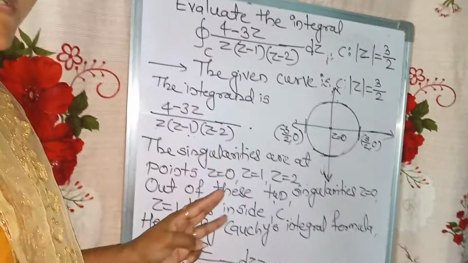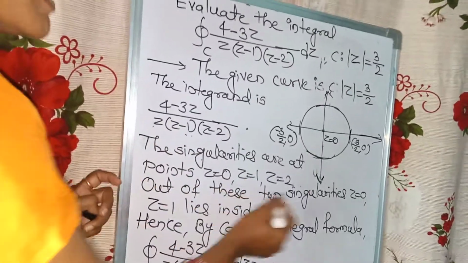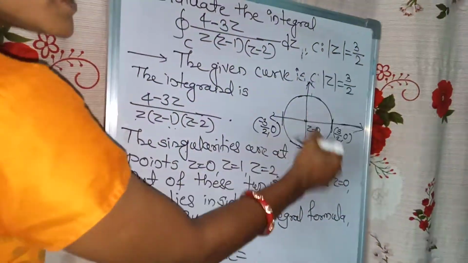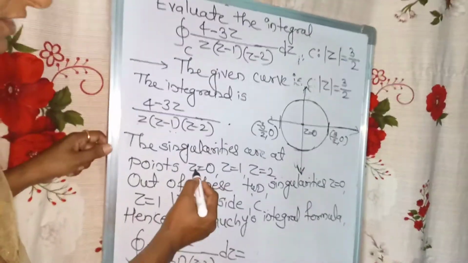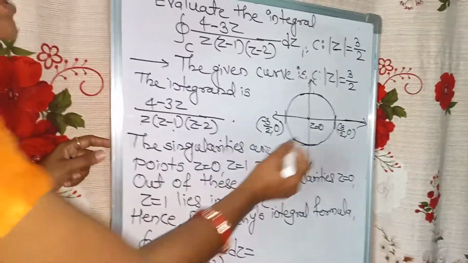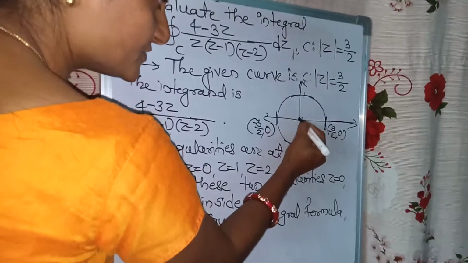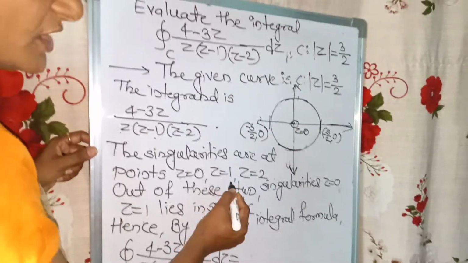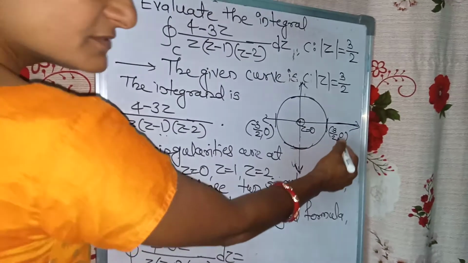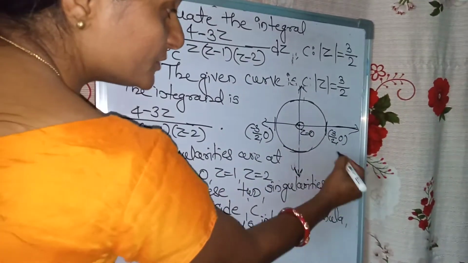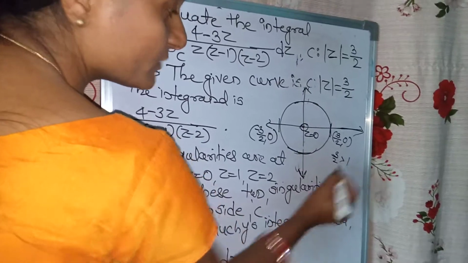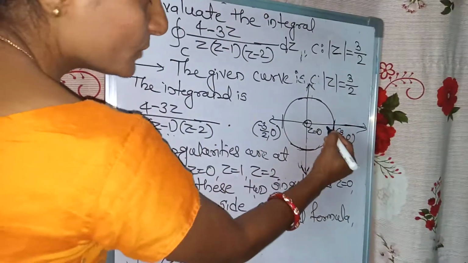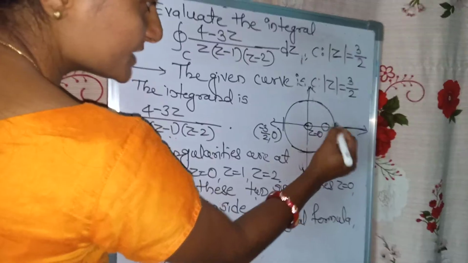Now, within the three singularities, let us check how many singularities are lying inside the circle C. So observe that z equal to 0 is nothing but the center itself, so obviously it will be lying inside C. For z equal to 1, the radius of the circle is 3 by 2, obviously greater than 1. So z equal to 1 will be lying inside C.